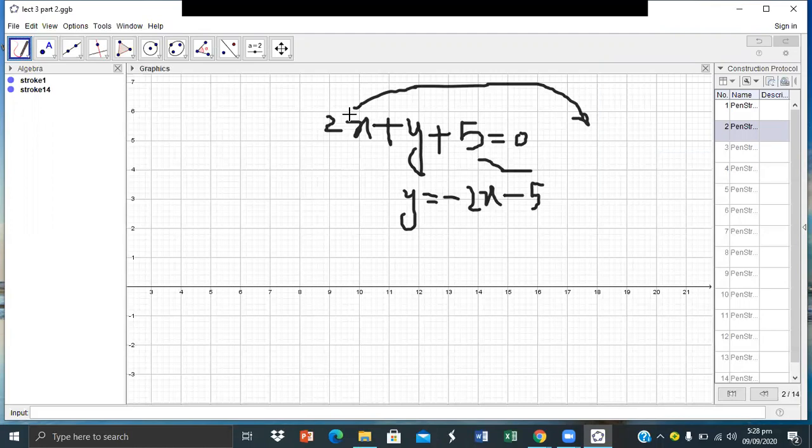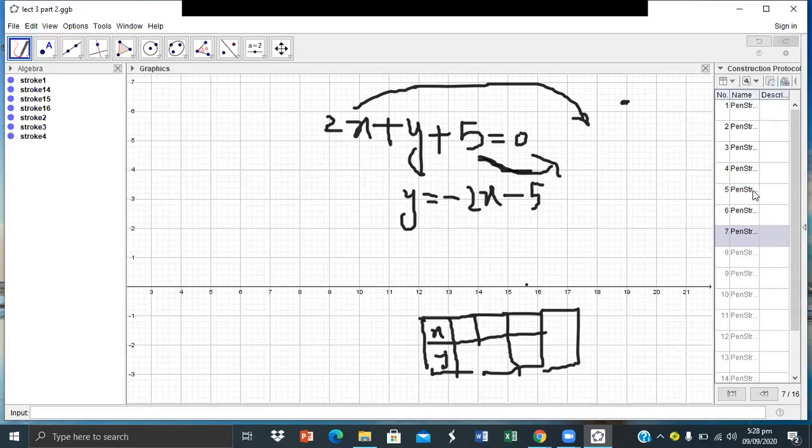So what we do, we move this 2x to this side, and this 5 to this side. So it will become y equals minus 2x minus 5. Now what we have done is convert the ax plus by plus c equals 0 form of the equation to the y equals mx plus c form. Now we can easily draw the graph of this equation. First of all, we find the ordered pairs in the same way we did in y equals mx plus c. We draw the table of x and y.